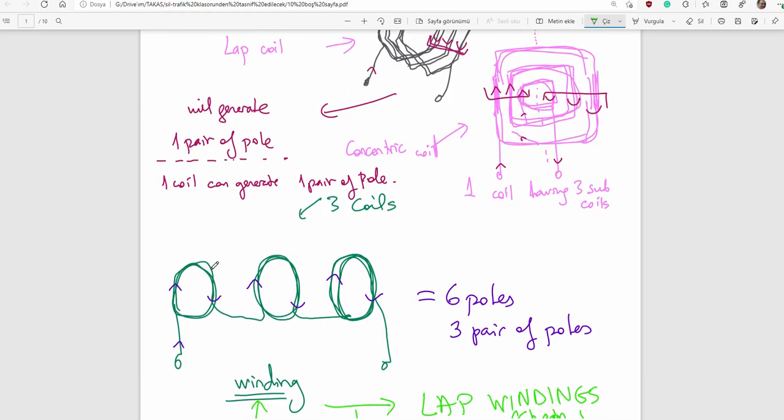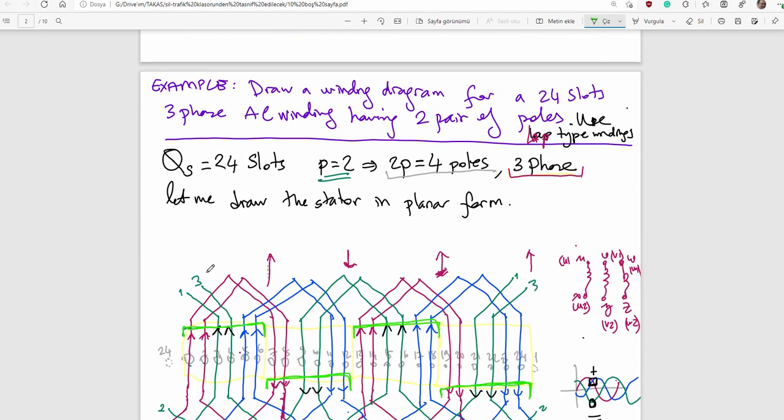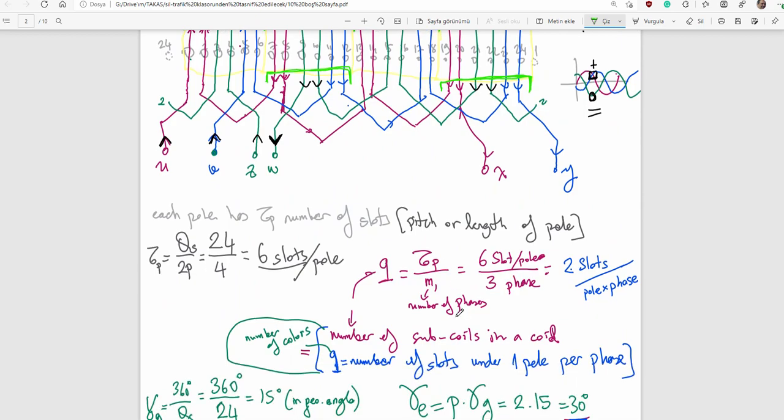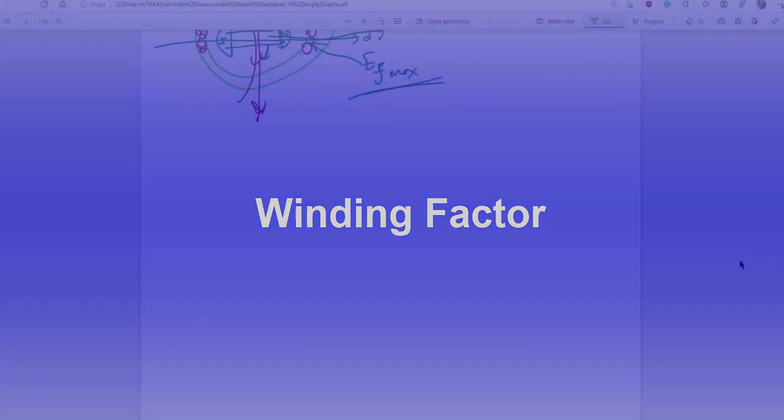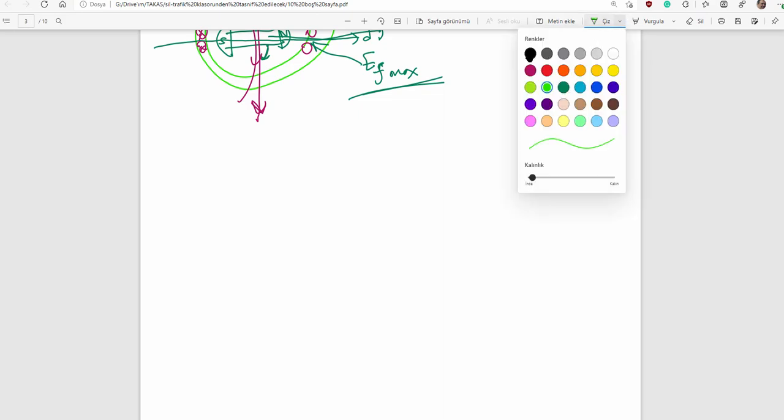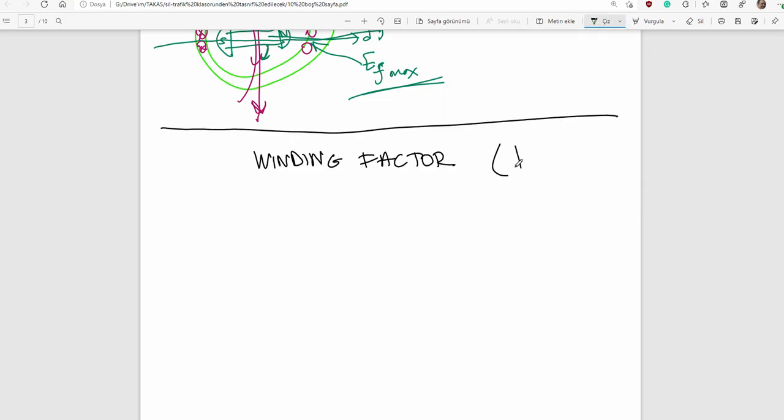because you should know some about electrical angles, and you should know Q, which is the number of slots per pole per phase, the number of slots under one pole and one phase. Let's talk about the winding factor, which is represented by KW. That is the winding factor.